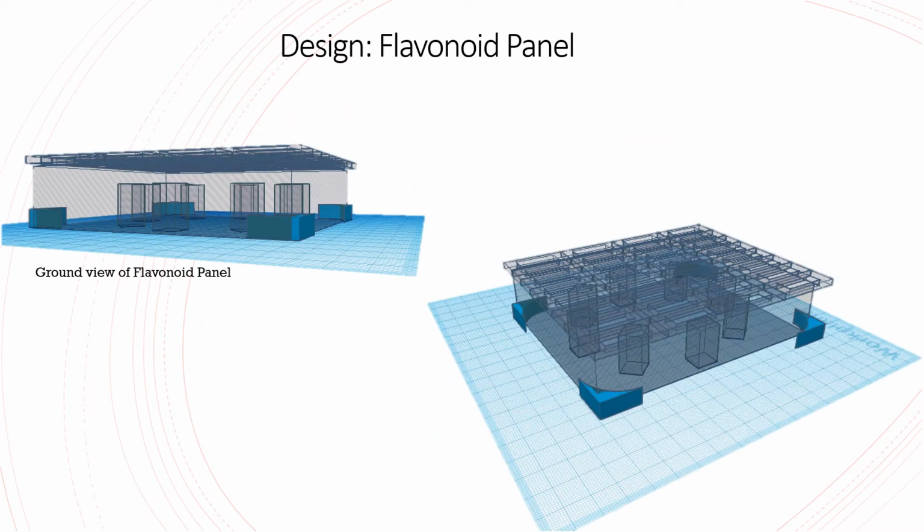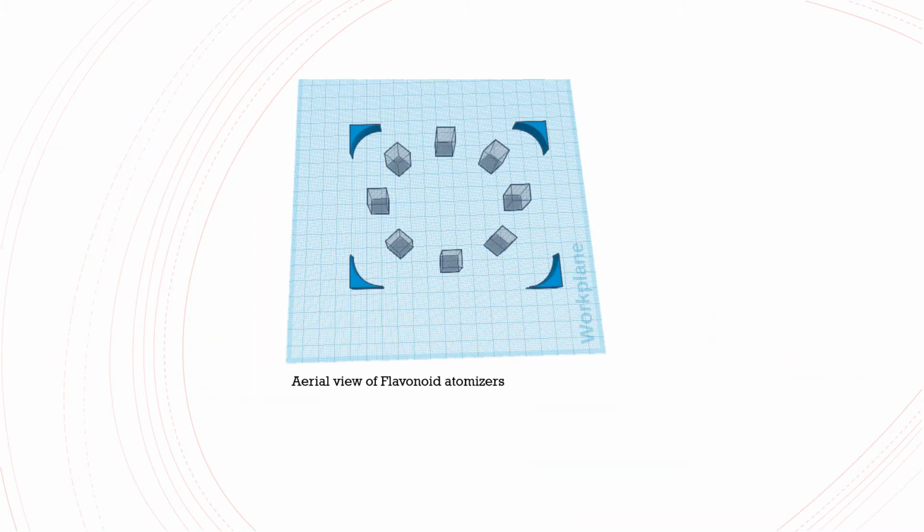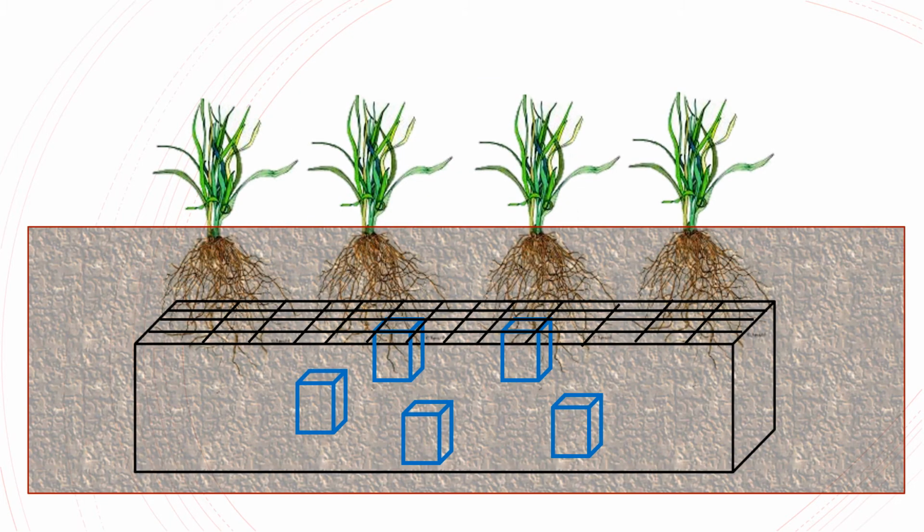The design I propose is a flavonoid panel which mimics the legume process. It will contain two flexible silicone tops that allow plant roots to pass through the center of the panel, where a ring of atomizers will spray flavonoid proteins into the soil surrounding the roots. This flavonoid-rich soil will attract bacteria to the panel, which will increase nitrogen fixation. These panels will be placed outside the new building under decorative flowers and plants around walkways.